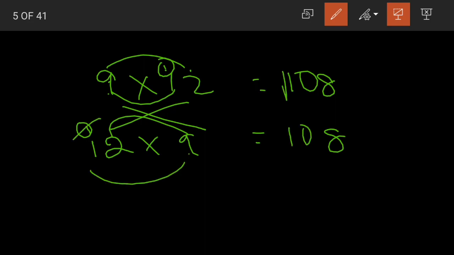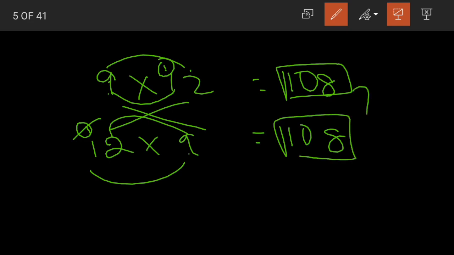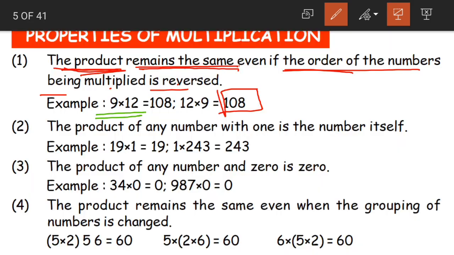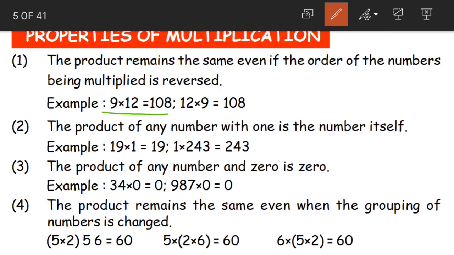Again children, what did we observe? That the product is remaining the same even though the order of the numbers being multiplied is reversed. Yes, so that is our first property of multiplication. See, 9 into 12 is also 108 and 12 into 9 is also 108. So where can we use this? You can use this in tables.